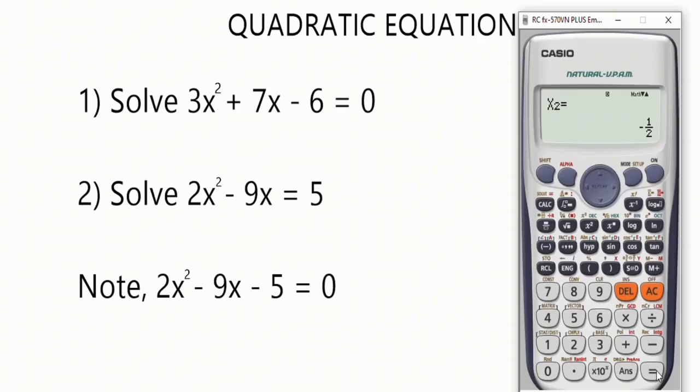Don't forget to reset your calculator once you are done. Alright, so all you have to do is to press shift button 9, follow the instruction, press 3, press equal and press equal again. So it's clear.